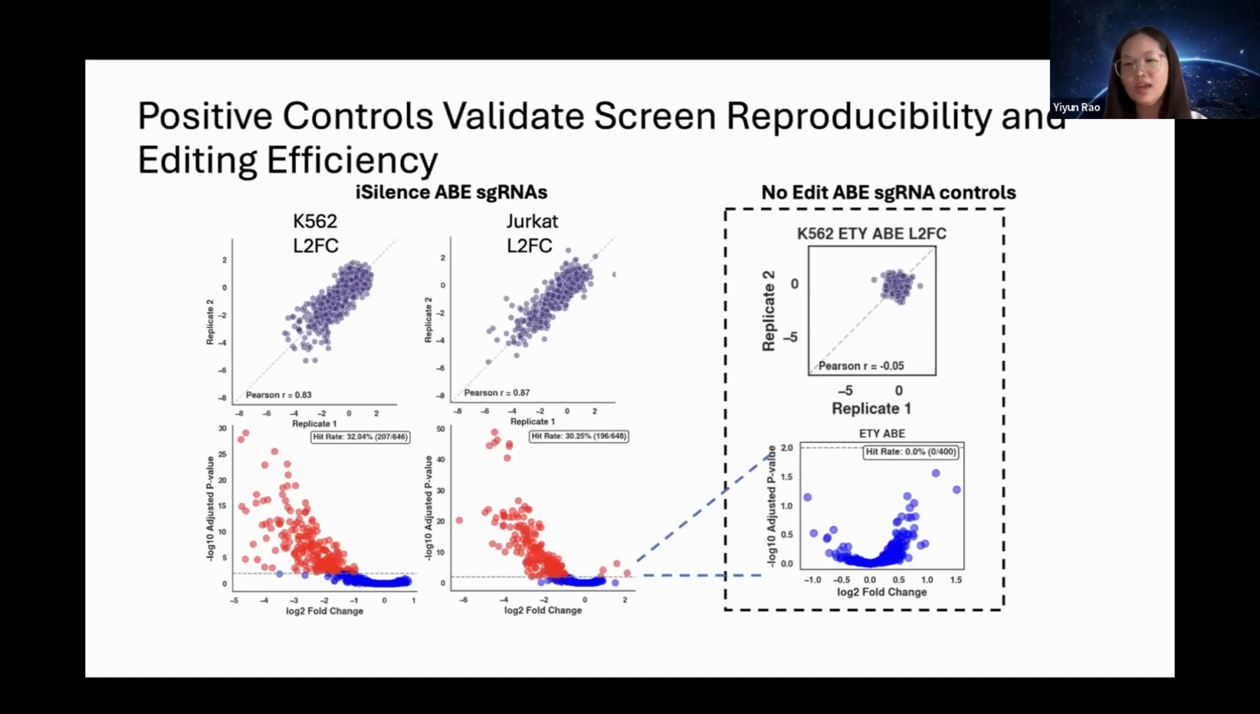In K562, we found that we only observe noise between 2 replicates, and there's no significant depletion for any of those sgRNAs. We do observe a few spurious hits in the negative control, but overall that's non-comparable to the I-silence library. So that gives us confidence that we're well positioned to detect the real fitness effect from the synonymous mutations. So let's dive right into the result.